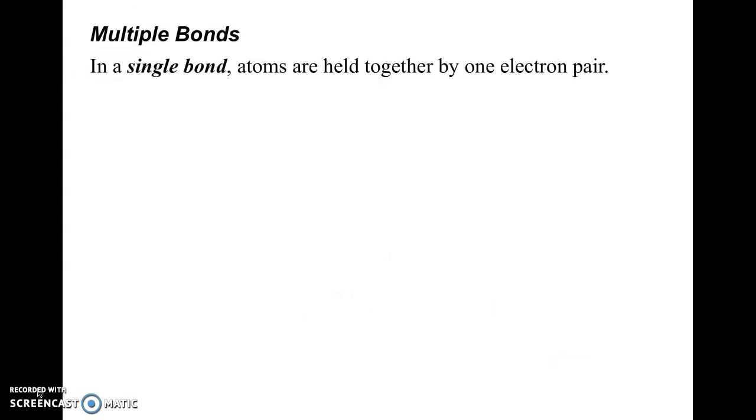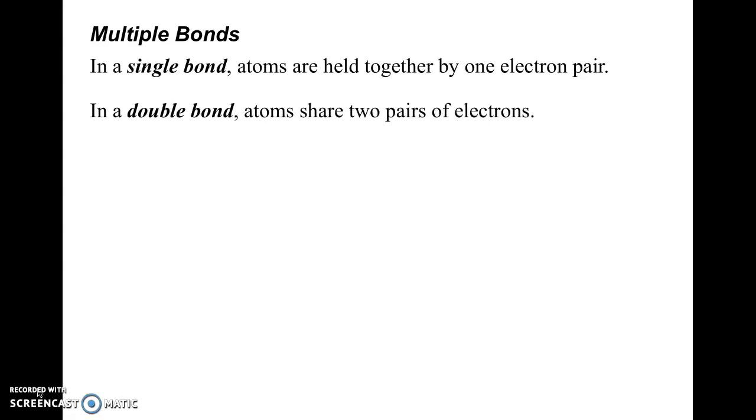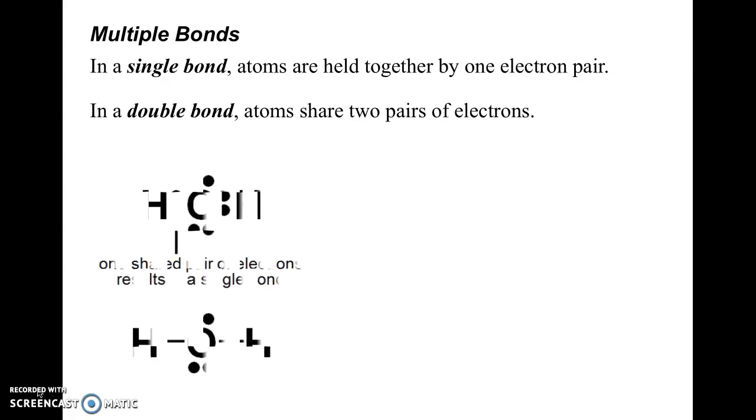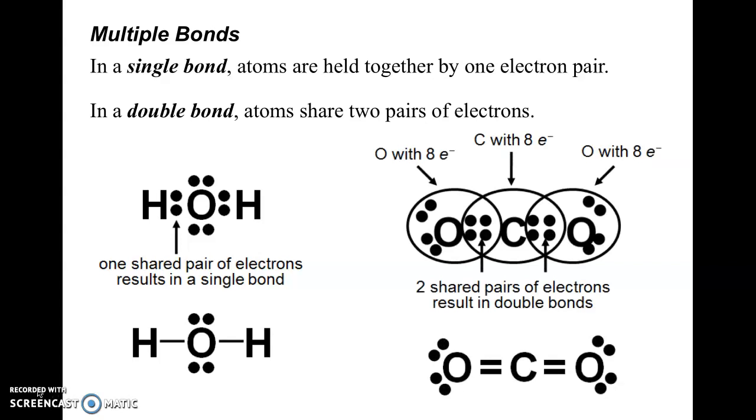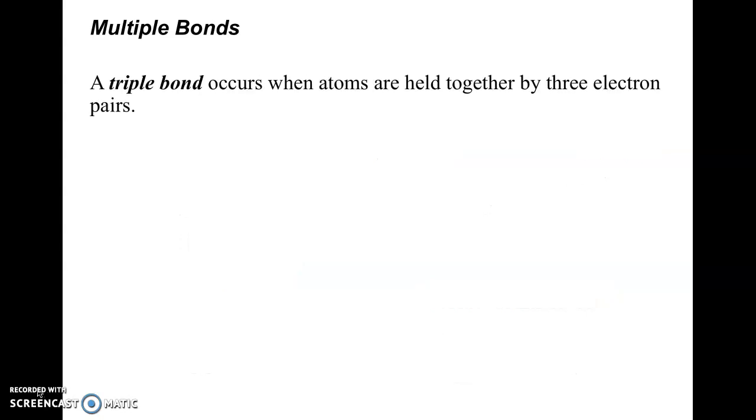All right, there's some things we need to know. In a single bond, atoms are held together by 1 pair of electrons, but you can have multiple bonds where, for instance, in a double bond, you have 2 pairs of electrons being shared. So here we have water again, just showing a single pair of electrons that result in a bond. And next to that, I'm showing you CO2. And in order for both of the oxygens and the carbon to see 8 electrons, we have to put 2 pairs of electrons between the carbon and the oxygens, and that is a double bond.